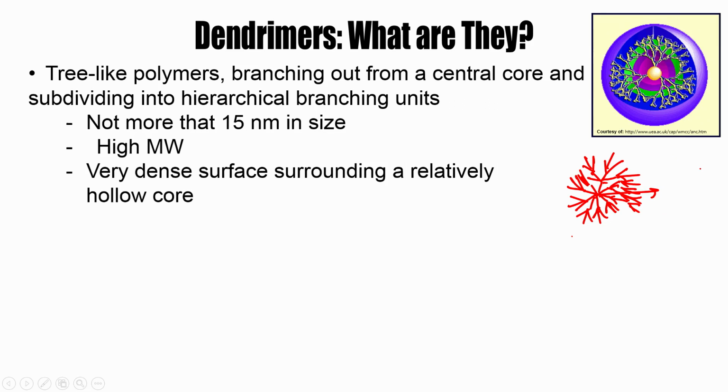and so that results in kind of a very dense network of these branches. And typically the dendrimers are not more than 15 nanometer in size. They have a very high molecular weight. You can call them very high molecular weight polymers for that matter, but with a certain order and hierarchy, and they have a very dense surface surrounding a relatively hollow core. So essentially this is relatively hollow compared to the outside, and this is going to continue so on and so forth.